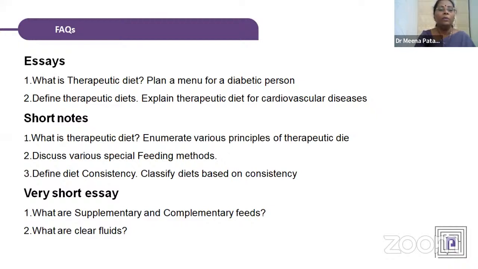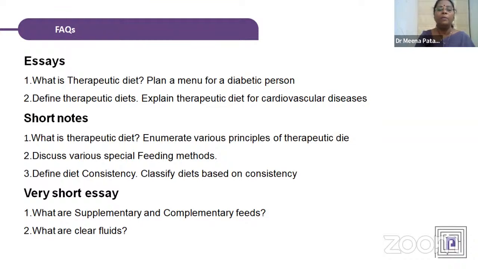Coming to the questions, it says, what is therapeutic diet? Plan a menu for a diabetic person. Number 2, define therapeutic diets. Explain therapeutic diet for cardiovascular diseases. Short notes, what is therapeutic diet? Again, in a definition form.